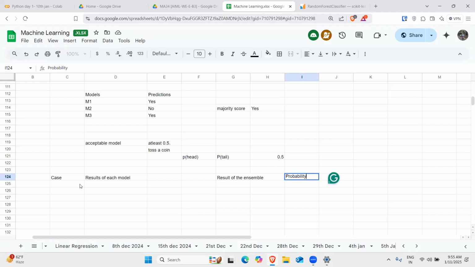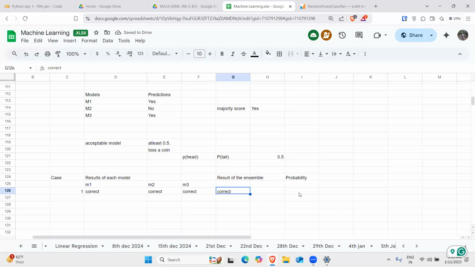Probability. Okay. So case number 1. Here you have M1, M2, and M3. The result of the ensemble would be correct, correct, correct. Suppose 3 models say yes, yes, yes. Your result will be correct only because the majority of the vote goes for correct.